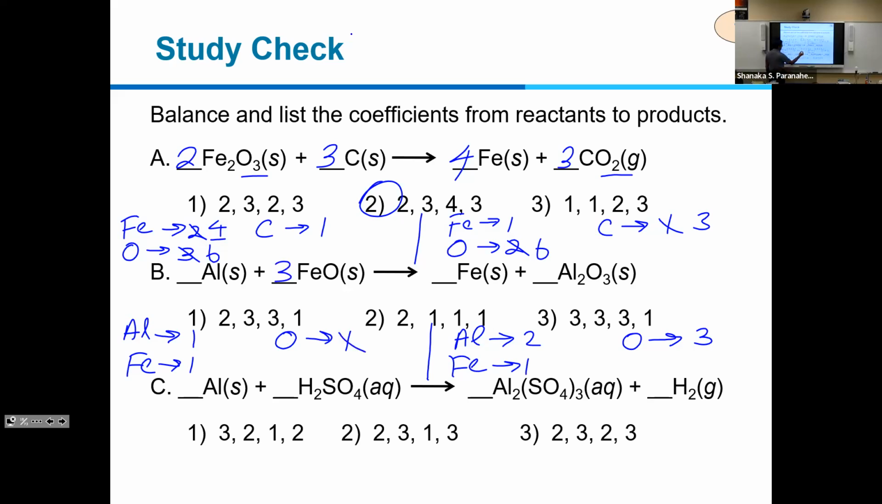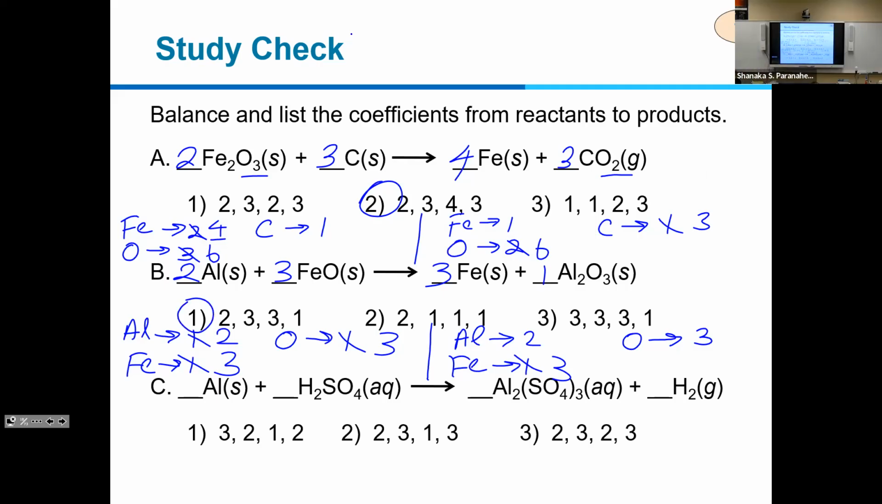It will change the number of oxygen into 3 and the number of iron into 3. So now we can balance aluminum and iron. So 3 iron, we need 3 on this side. 2 aluminum, we need 2 aluminum on this side. 2, 3, 3, 1. So we will change this number. Answer is 1.